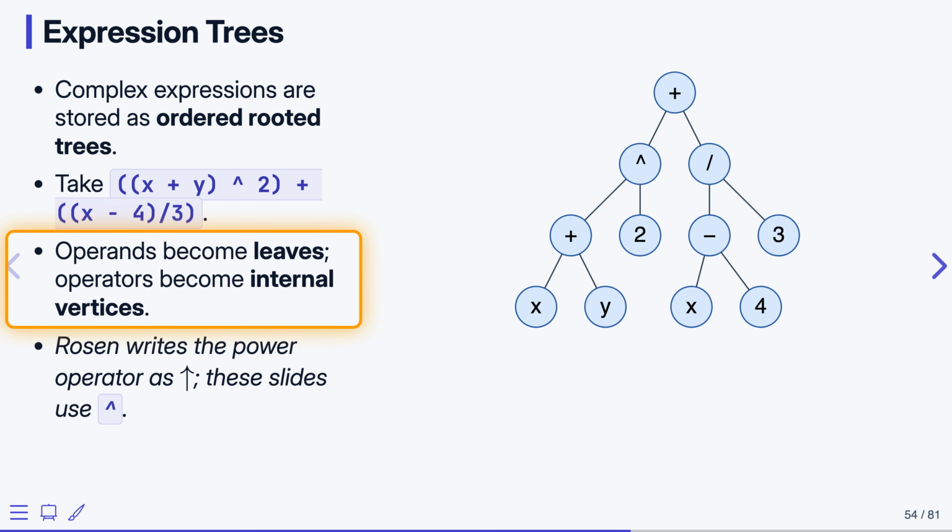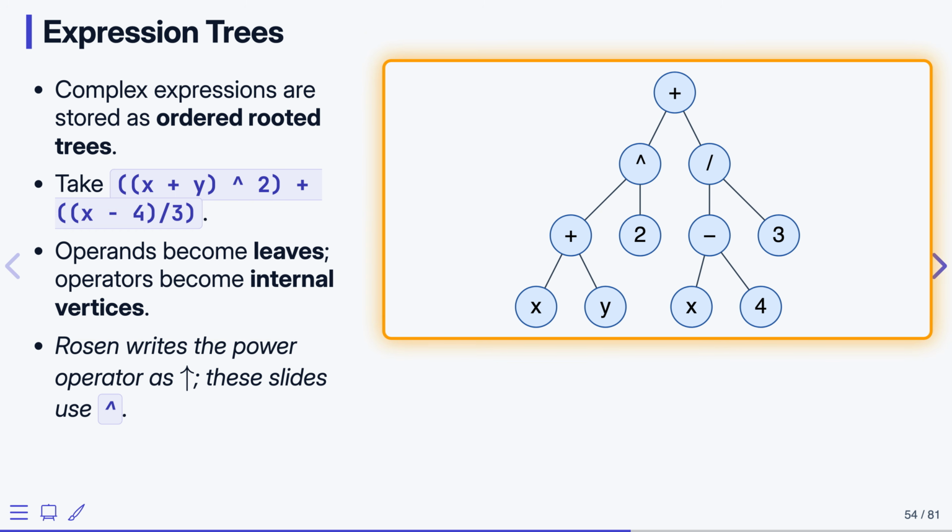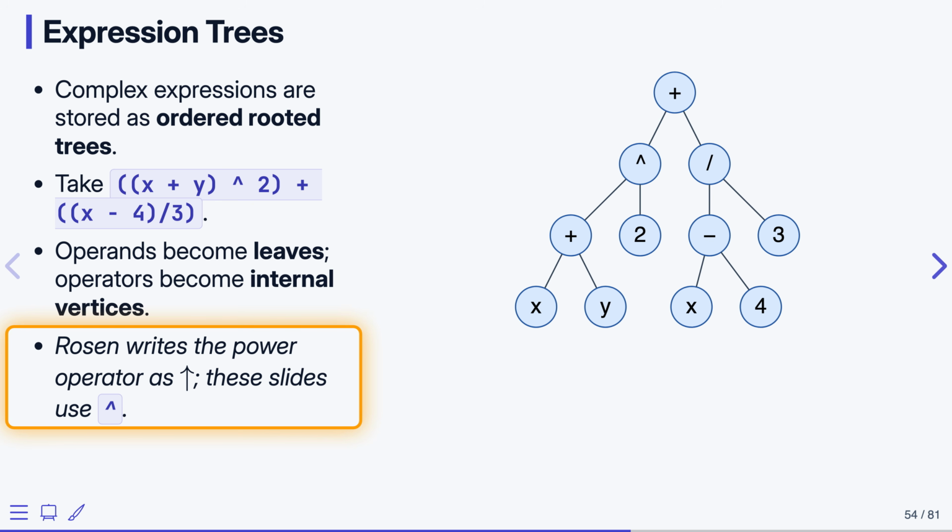The rule for building the tree is simple. The numbers and letters, called operands, become the leaves. The operators like plus, minus, and divide become the internal dots. Each operator sits above the two pieces it combines. Look at the picture, and you can see the whole expression laid out. One small point. Rosen's textbook writes the power operator as an up arrow. These slides use the caret sign instead. They mean the same thing.